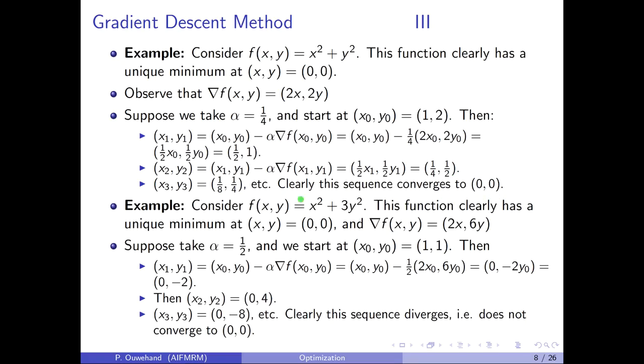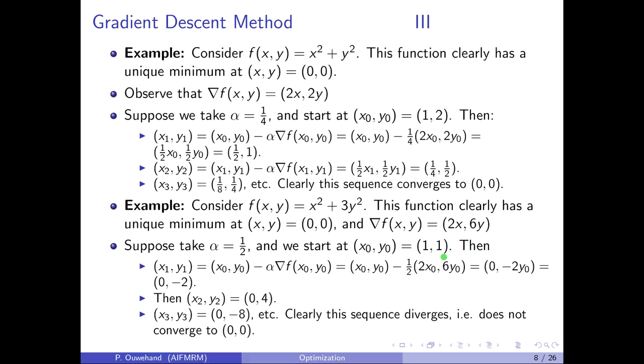On the other hand, suppose we choose the function f of x, y to be x squared plus 3y squared, which also has a unique minimum at (0, 0). In this case, the gradient is given by the vector (2x, 6y). Suppose we take alpha equal to half and we start at the point (x0, y0) equal to (1, 1).